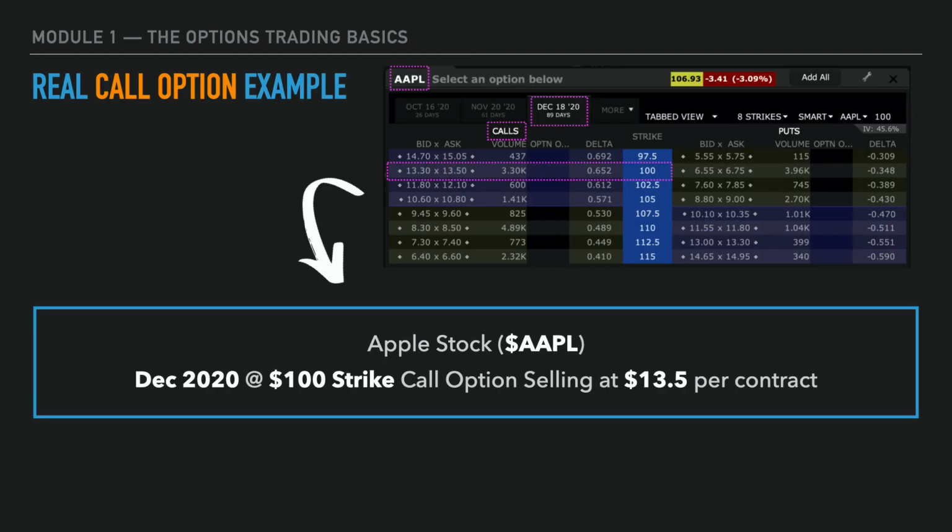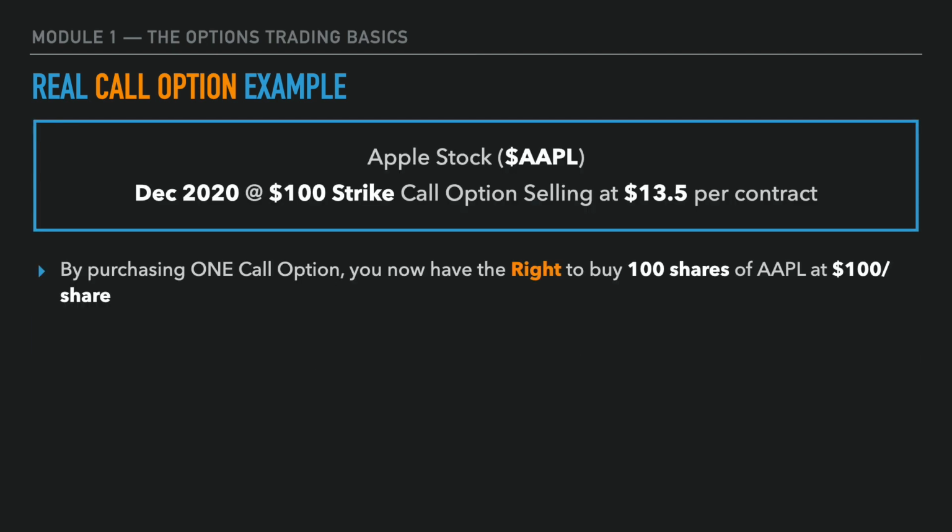For example, this is the December 2020 $100 strike call option of Apple stock. And the premium of this contract is currently traded at $13.5, which is pretty high. So what does this call option do? By buying one of these call options, now you will have the right to buy 100 shares of Apple stock at $100 per share no matter the market price goes up or down.